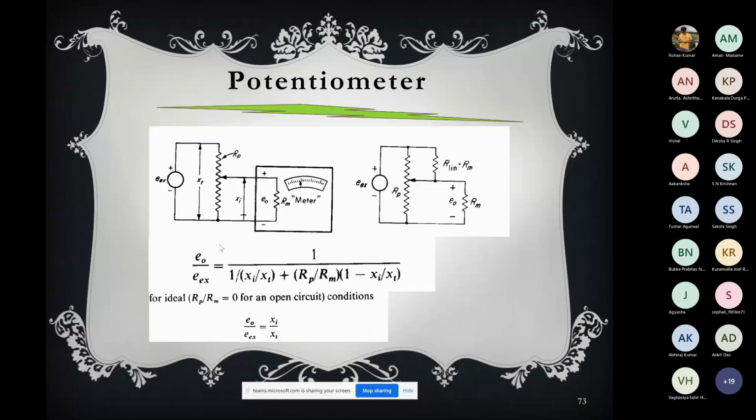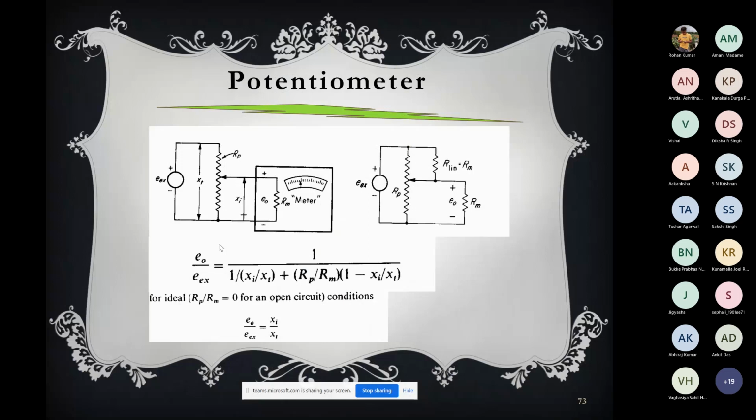Now let's come to some calculation. So what are we saying? We are saying that if the voltmeter measuring E0 has infinite resistance, there is no loading effect. So then simply E0 will be equal to Eex divided by capital L, which is the full length and is constant, times Xi. So Eex, the input, is constant, and the full length is constant. So E0 will be proportional to Xi. It will be a linear device, very simple.